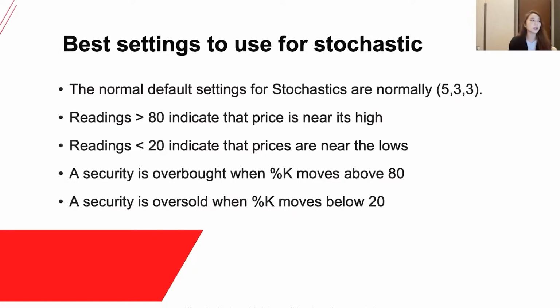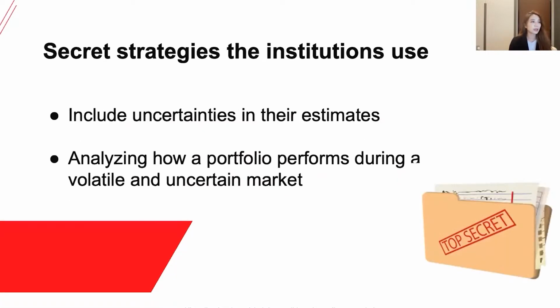So readings that are smaller than 20 indicate that the prices are near the lows. So we have an upper bound and a lower bound, kind of a range thing. So we are looking at percentages 80 and 20. The security is normally overbought when percentage K moves above 80, and oversold when the percentage K line moves below 20. I think it'll be more graphical once you get to see it, so we will look at it in a while.